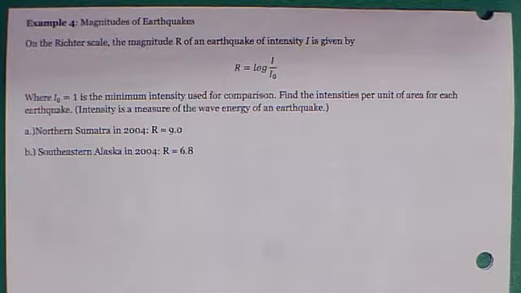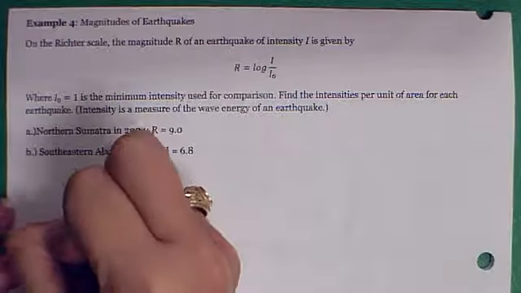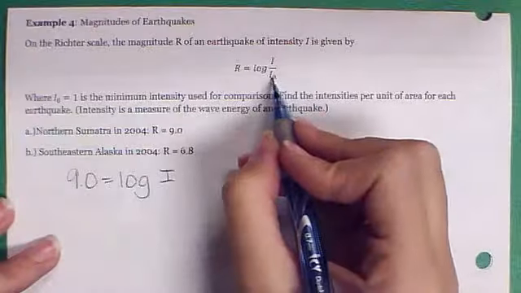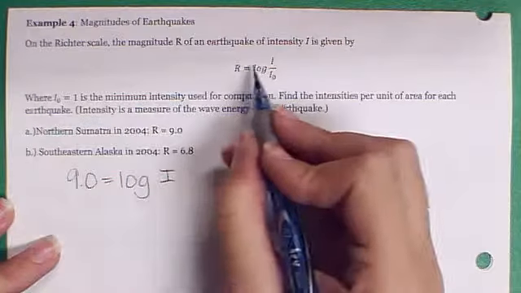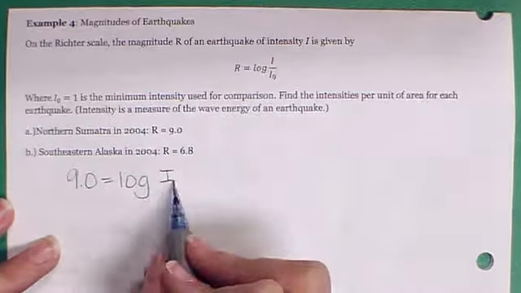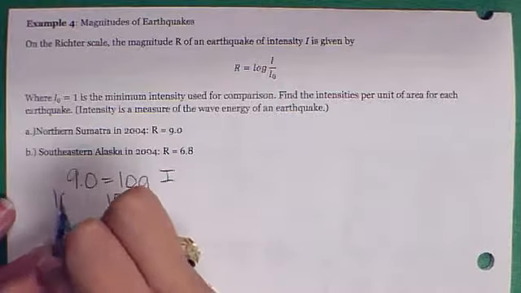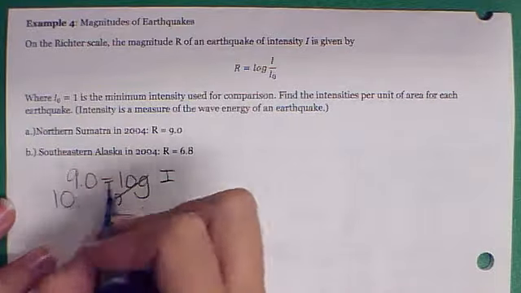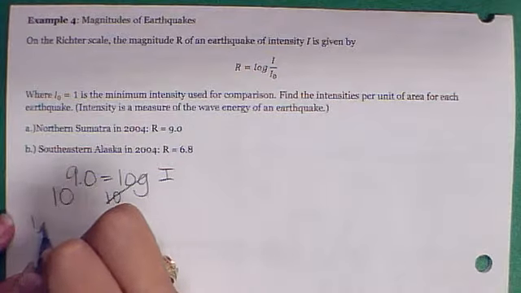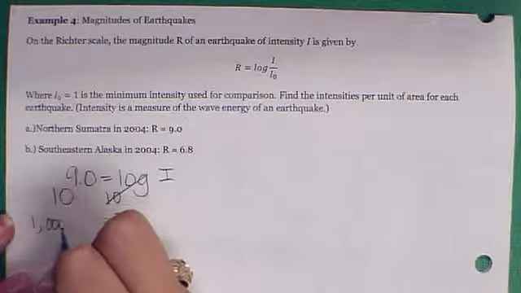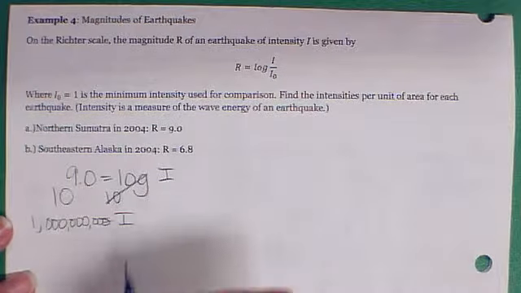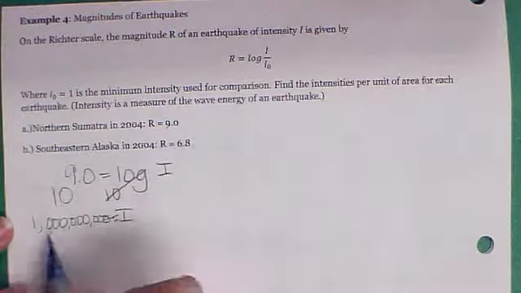We're going to plug in that R equals 9, and then we're going to take the log of I. I'm not including I naught because I naught was 1, so I over 1 is just I. To get I by itself, I'm going to raise both sides by the power of 10. This one will cancel, and 10 to the 9th power is like saying 1 with 9 zeros. So that's pretty intense, right? And that's just the unit of area. Remember, we're talking about the wave energy.